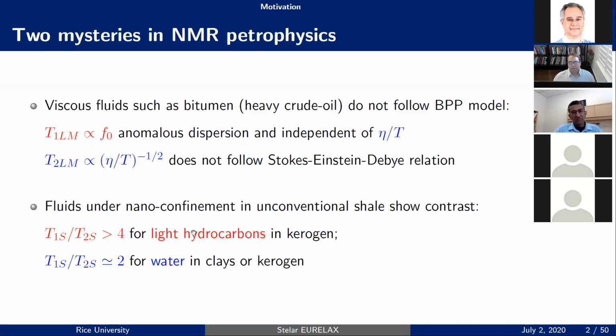The other mystery, fluids under nano-confinement in unconventional shale, they show this contrast. So namely, light hydrocarbons and kerogen have a large T1 to T2 ratio for the surface relaxation, whereas water in clays or water in kerogen has a much lower T1 to T2 ratio. And that's great for fluid typing and saturation, but why is it the case? So these questions pose a fundamental challenge, but also they need to be worked out for practical reasons in petrophysics.